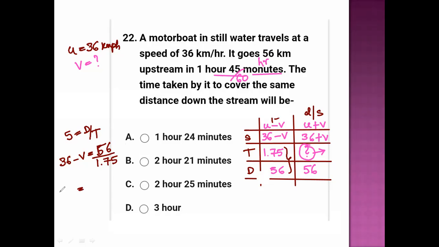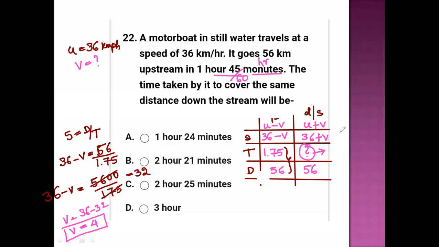Okay, so I write it as 36 minus v is equal to, I will take this one and multiply it by 5600 divided by 175. If you simplify, it comes to be 32. So therefore I can write that. What is v? v is equal to 36 minus 32, which is equal to 4. That is the speed of the river water, v is equal to 4.